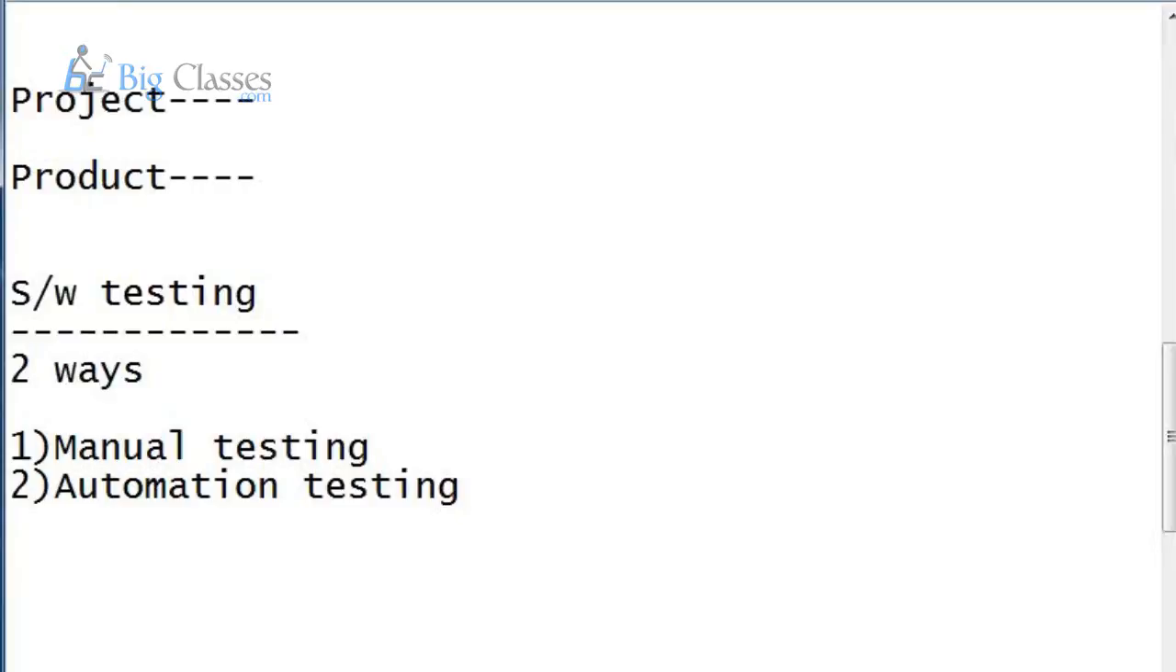See, guys, for example, when can we go for manual testing, and when can we go for automation testing, guys? Anyone in the area? Once we get the project from the client, when can we go for manual testing, and when can we go for automation testing?